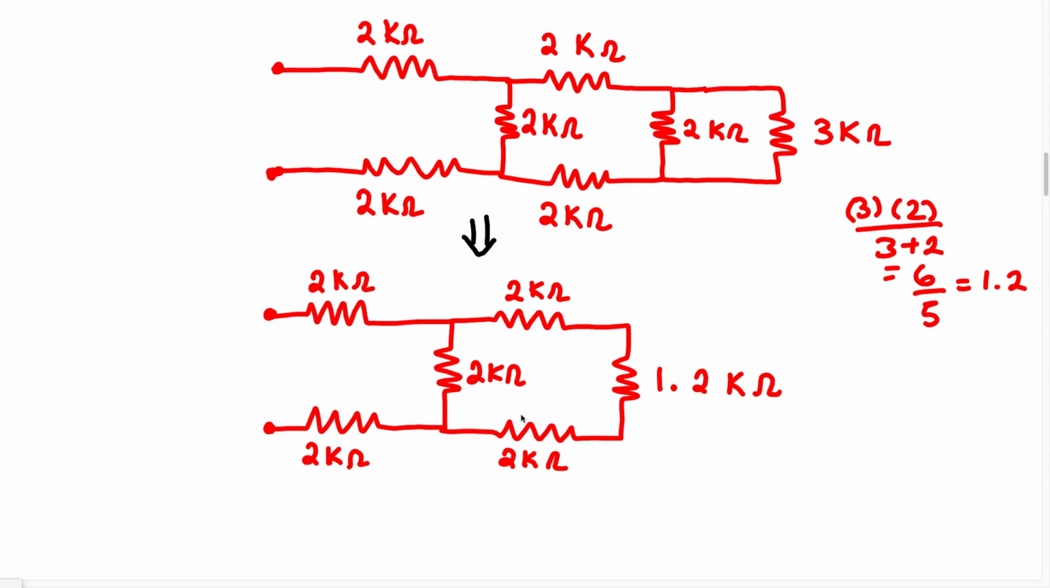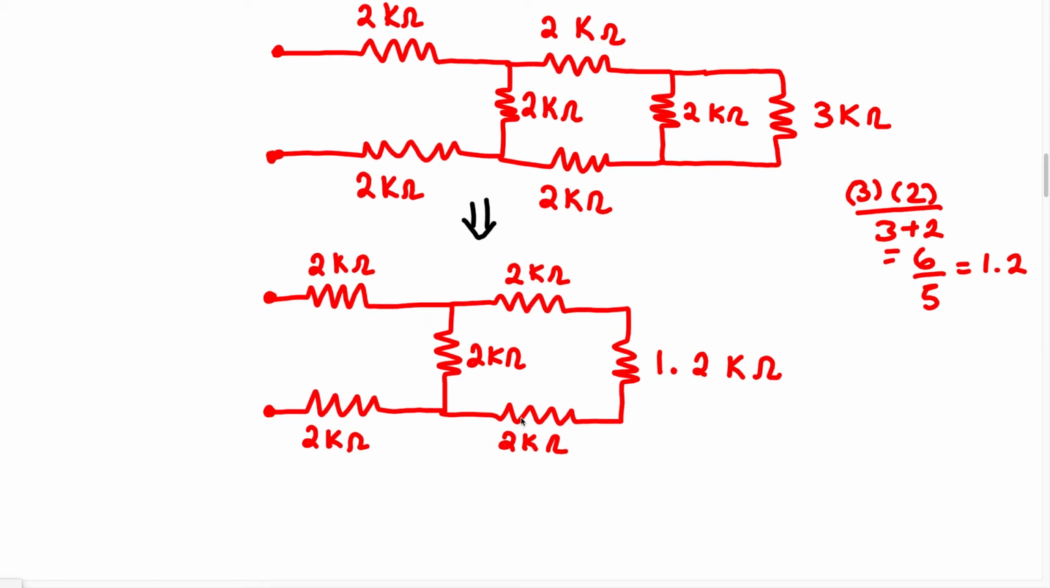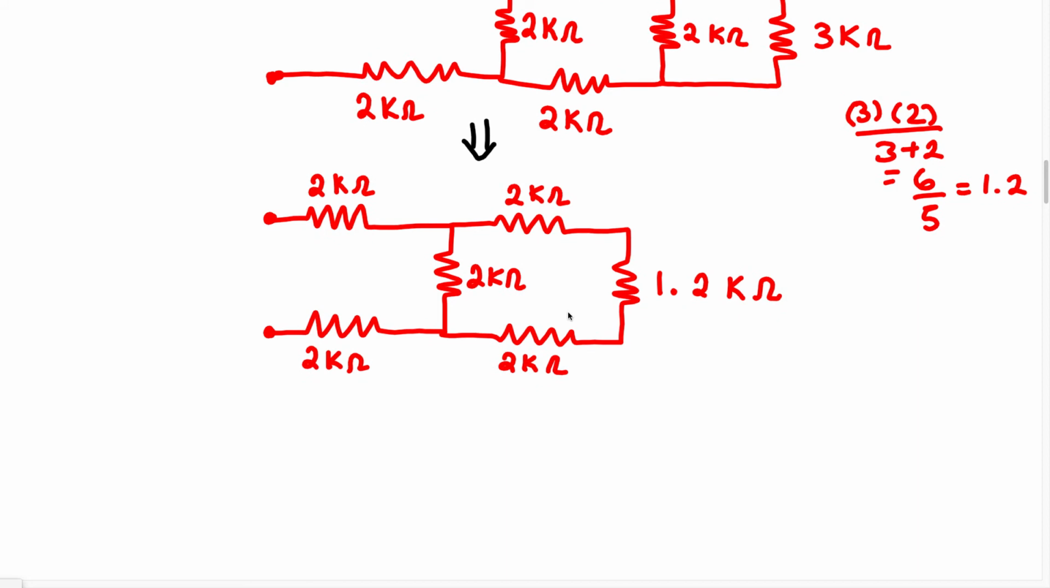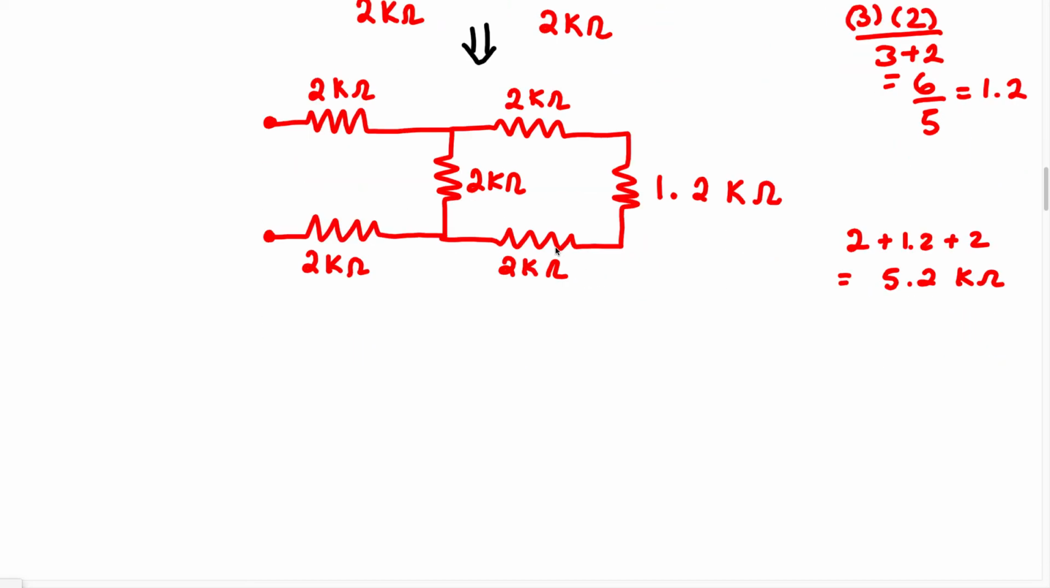Okay, let's continue to reduce this circuit. So now we have these three resistors, and we can see these are going to be in series because the current is going to be the same through all three of these resistors. So when we add this, we can say 2 plus 1.2 plus 2 is going to give us 5.2 kilo ohm. So let's now redraw this.